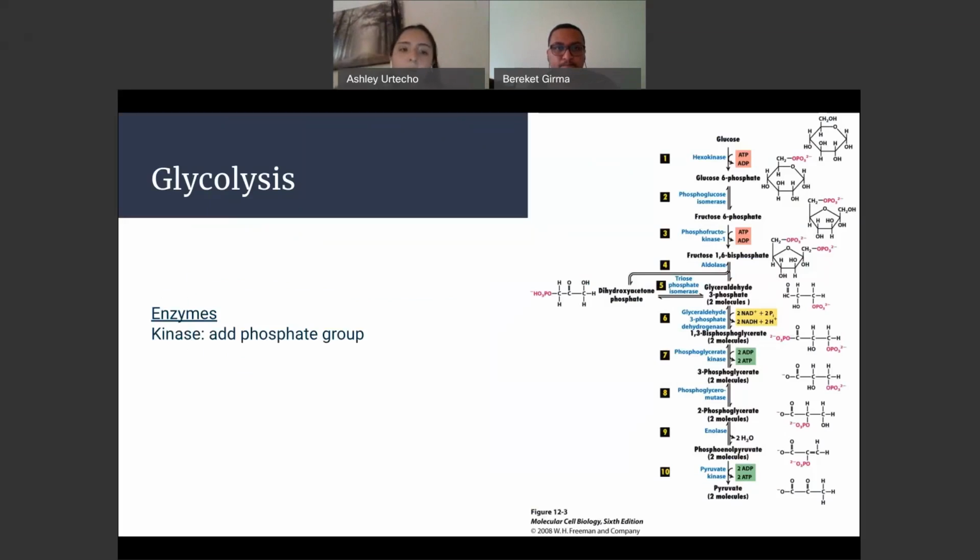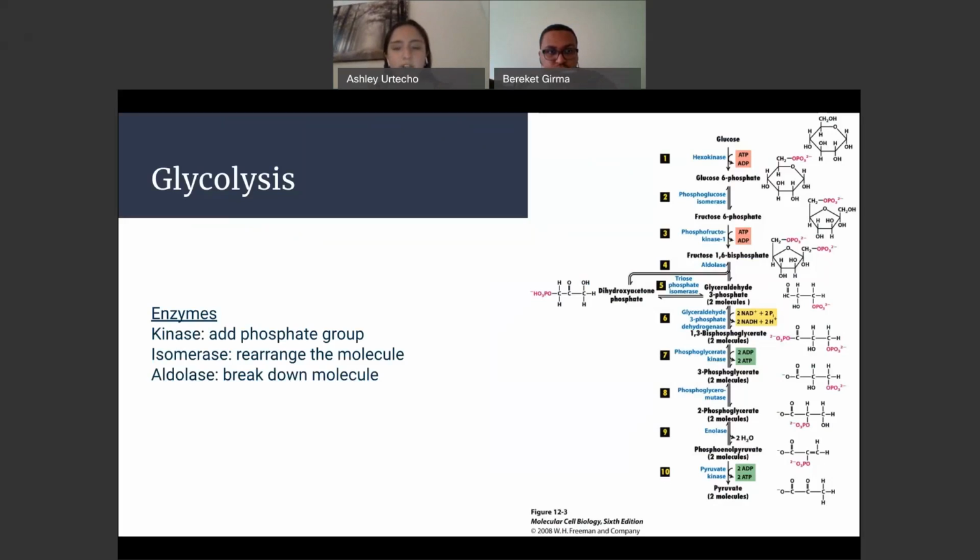So kinases, as we know, are responsible for adding phosphate groups to molecules. Isomerases are responsible for rearranging the molecule. Aldolases break down molecules. Dehydrogenases are a type of oxidoreductase which perform oxidation and reduction reactions. But dehydrogenase, as the name suggests, dehydrogen, removes a hydrogen atom. And finally, mutases are just a type of isomerase, so they also rearrange the molecule.